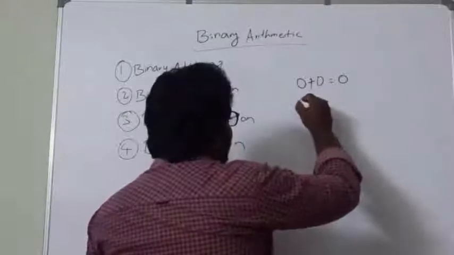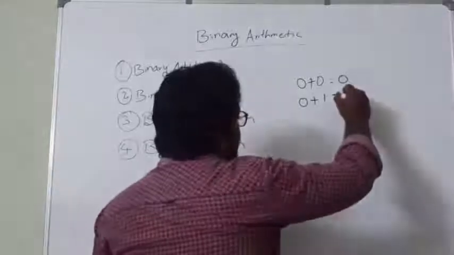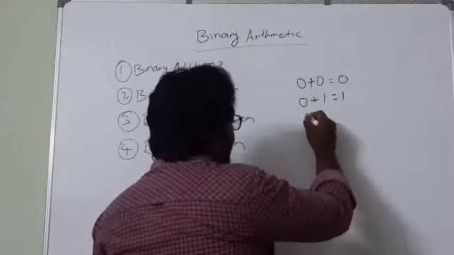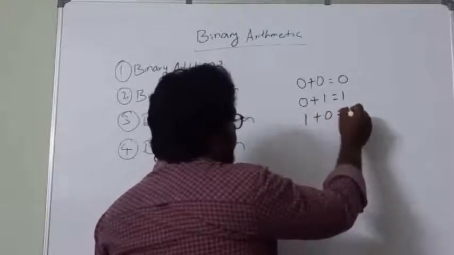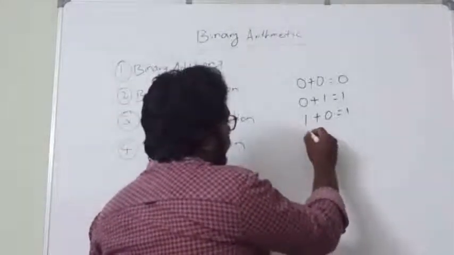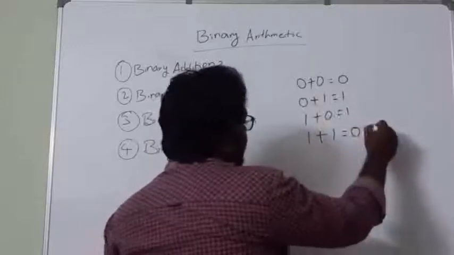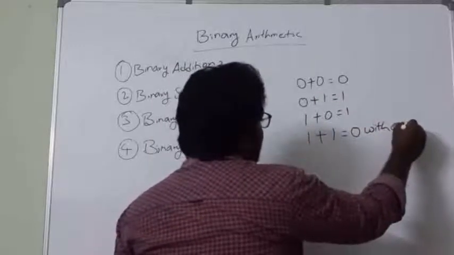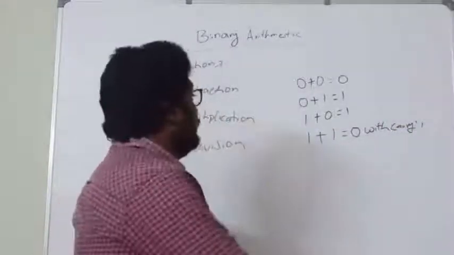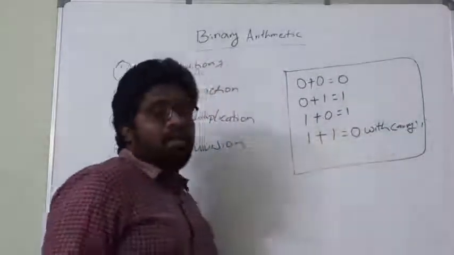When we add one lower bit and one higher bit, the resultant will be 1. When we add the higher bit and the lower bit, the resultant will also be 1. And when we add the higher bit and the higher bit, the resultant will be 0 with carry 1. So these four are the basic rules to perform binary addition.